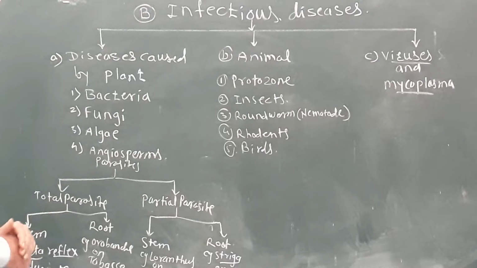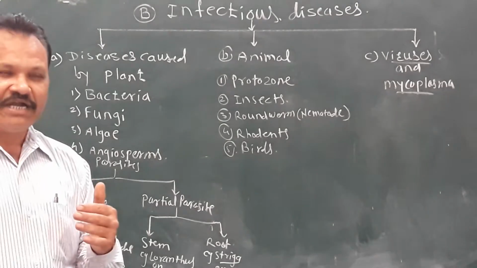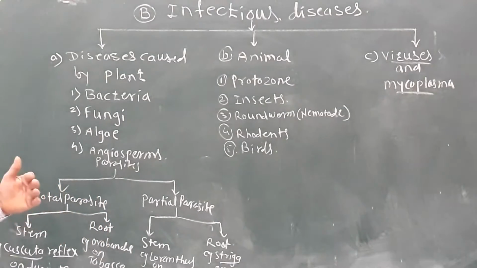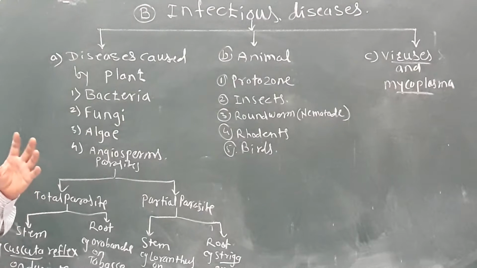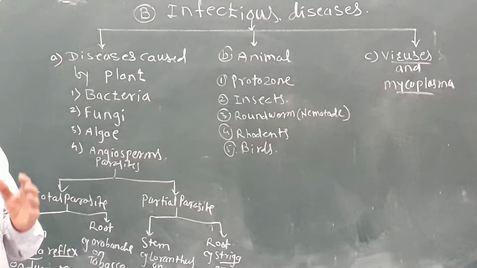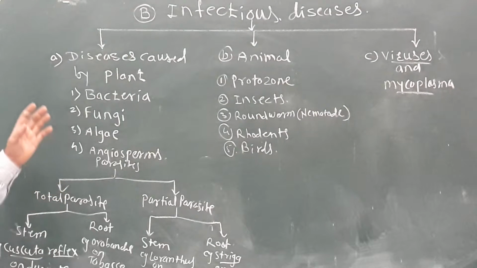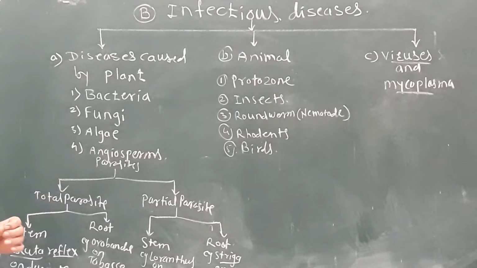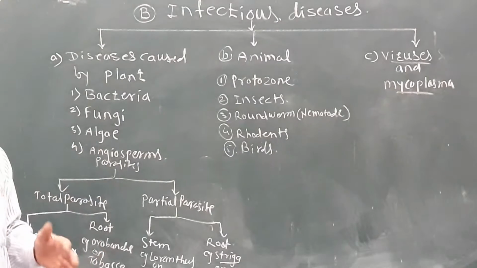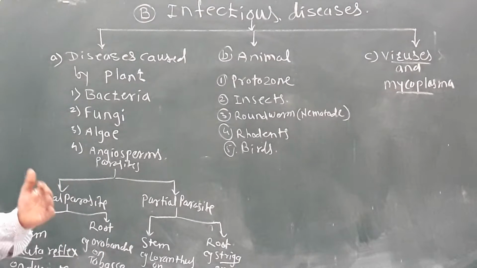The bacteria. There are so many bacteria. More than 200 species of bacteria can produce diseases in plants. The most prominent genera of these bacteria are Xanthomonas and Pseudomonas. They can produce several diseases in plants. An example of these bacterial diseases is the angular leaf spot of cotton. Then you know the citrus canker.